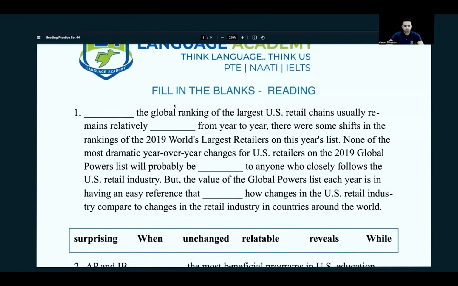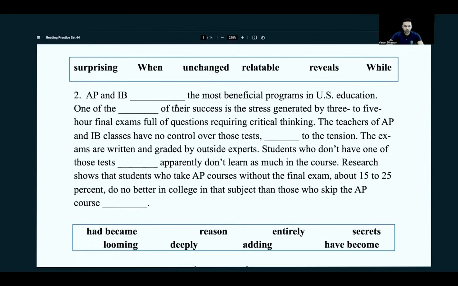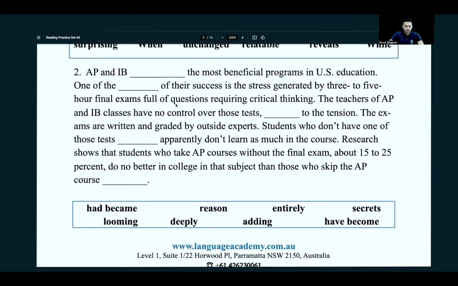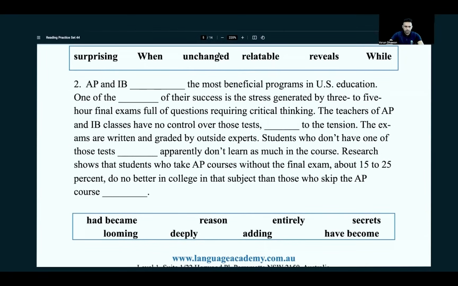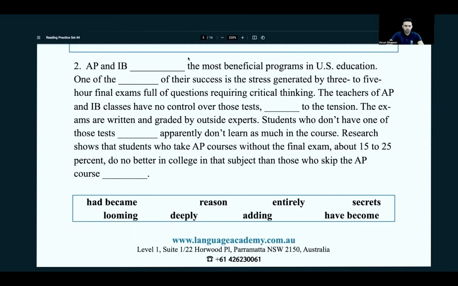I hope you have got four correct. If you do, you are doing fine. Otherwise, you have to work a bit more. All right, let's come on to this one. You can pause the video, take 2 to 3 minutes and solve it.